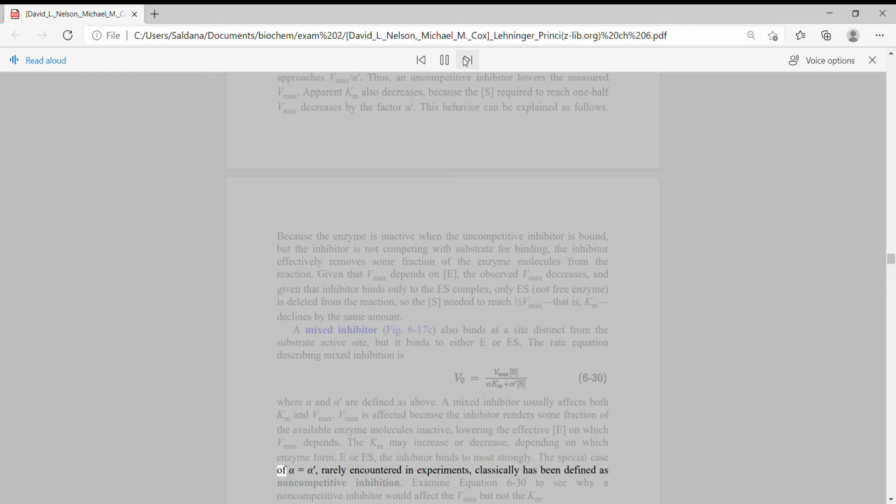The special case of alpha equals alpha', rarely encountered in experiments, classically has been defined as noncompetitive inhibition. Examine Equation 6-30 to see why a noncompetitive inhibitor would affect the Vmax, but not the Km.